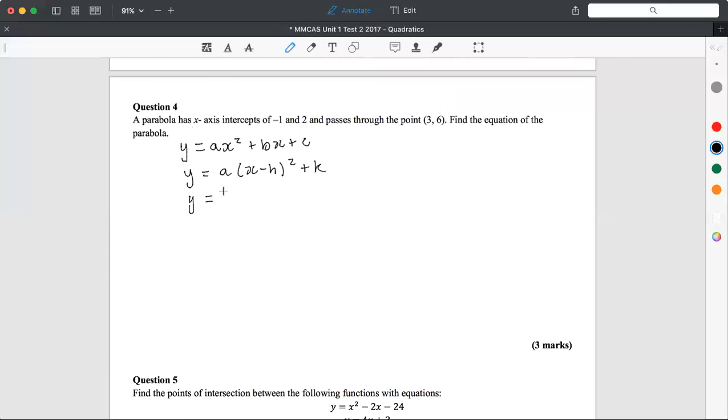And the final one is this one, ax minus b. Right. This one's the general form. This one is turning point form. And this one is intercept form.